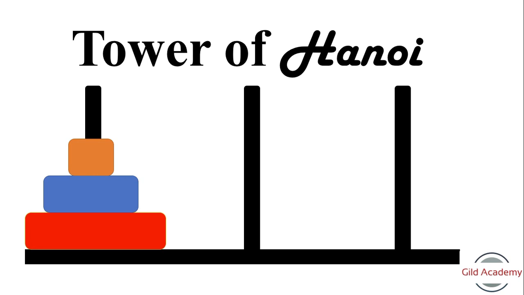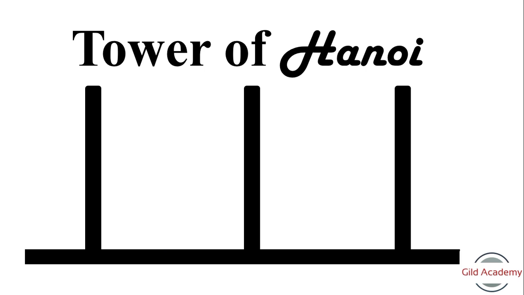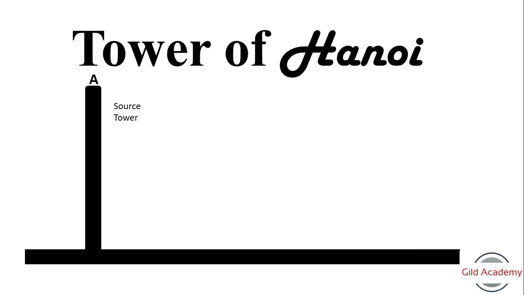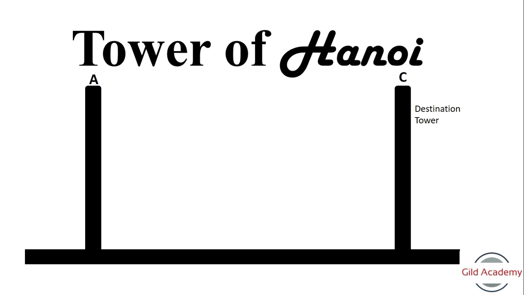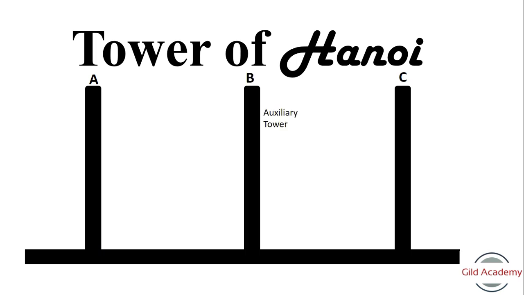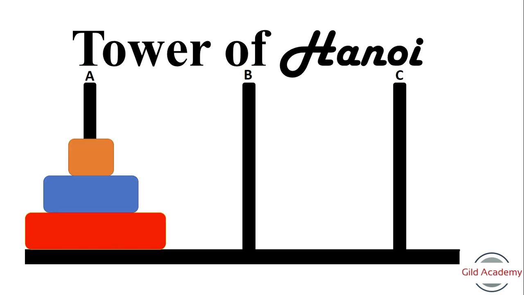Today we are going to discuss the problem of Tower of Hanoi. To begin with, let me give you a brief explanation of what this problem is all about. As a part of this problem, we will be provided with three towers: a source tower labeled as A, a destination tower labeled as C, and an auxiliary tower labeled as B. Along with these three towers, we will also be provided with some number of rings.